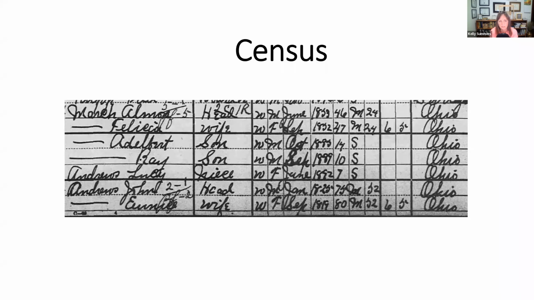And just as a matter of information, the census gives us primary information about where the family or the person was living on the date the census was taken. Everything else is secondary.